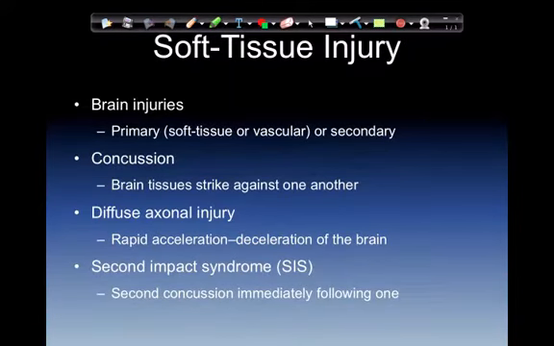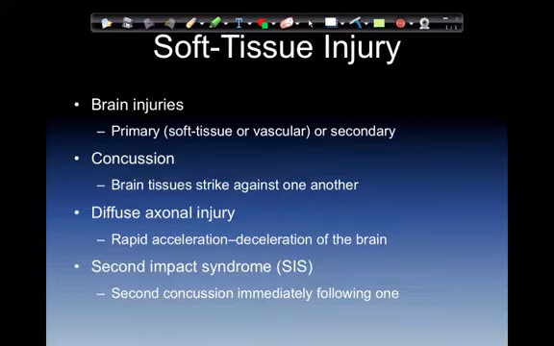Soft tissue injury, brain injuries, primary brain damage that occurs at the time of the trauma. So this would be the first damage that actually occurs. Soft tissue involves gray and white matter. Vascular results in intracranial hemorrhage. Secondary damage is secondary to extracranial etiology that impairs brain function.